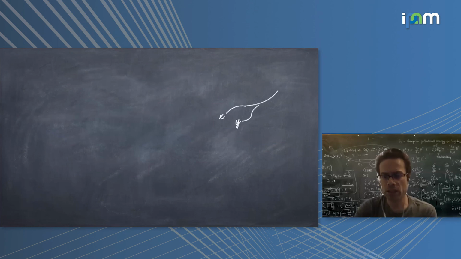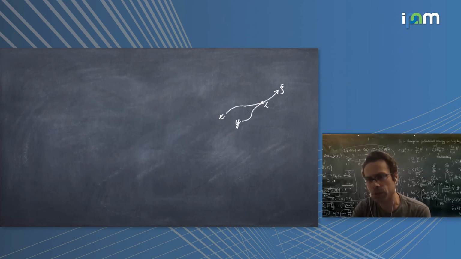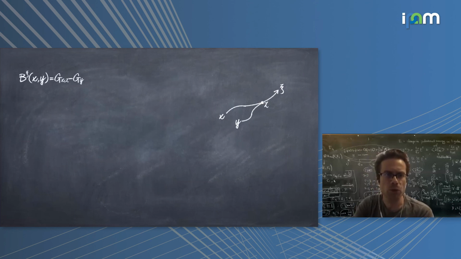Okay, so here's the tool now. Suppose I have a situation where, out of x and y, I draw the xi geodesic for some direction xi, and they happen to coalesce at the point z. Then we argued before that the Busemann function in direction xi is just the difference of the passage times from x and y to z.